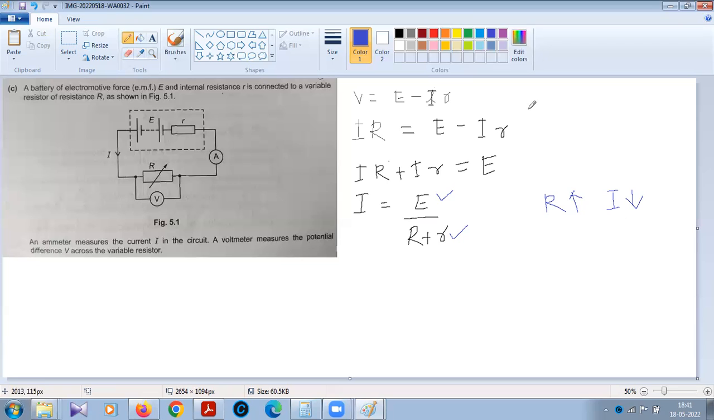So then what will happen to the V here? We have V equal to E minus Ir. So what is happening? E is constant, small r is constant, this I has decreased, if R has increased. So what will happen? This term will decrease, which we are subtracting from E. So the voltage is going to increase, isn't it? The voltage is going to increase. Are you getting this? Dasha, are you getting this?